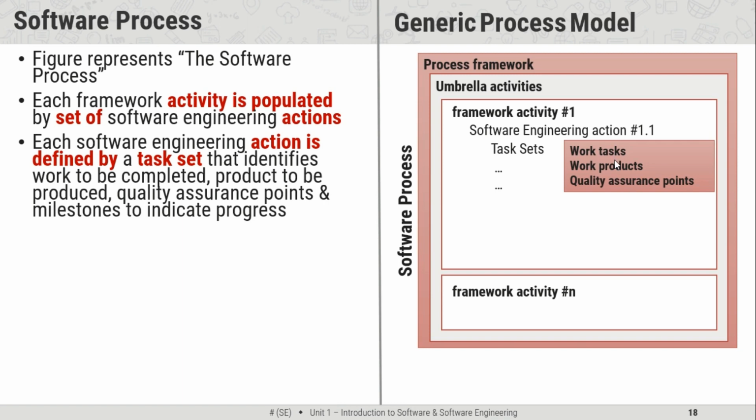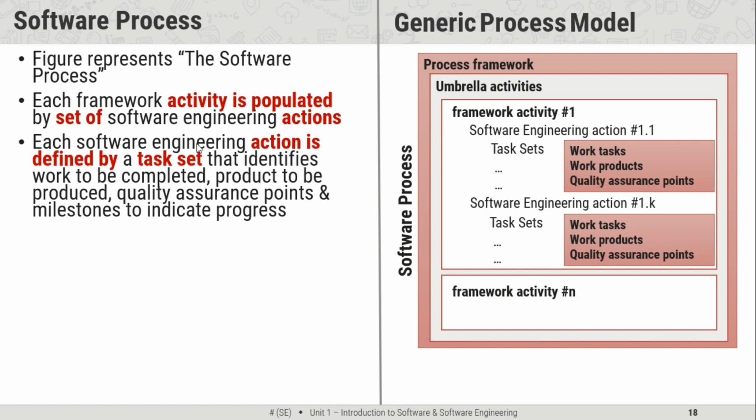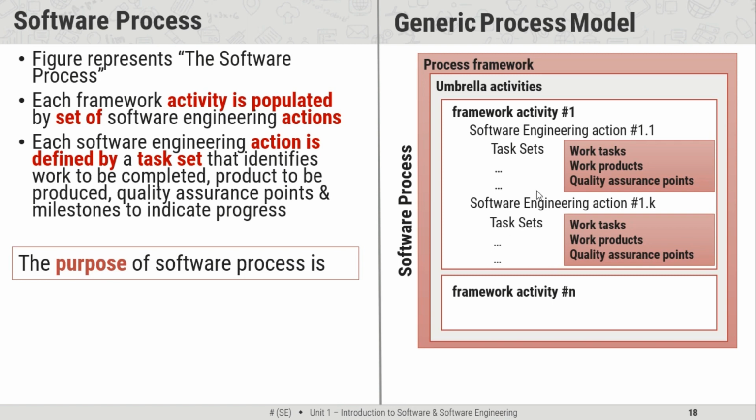Now in one task set we can also have the work task we have to do, the work products, and the quality assurance points. Each software engineering action is defined by a task set that identifies the work to be completed, the product to be produced, quality assurance points and milestones to indicate the progress. So we must have our milestones, or our deadline for achieving that particular smaller task. So in total we can say that is the software process.